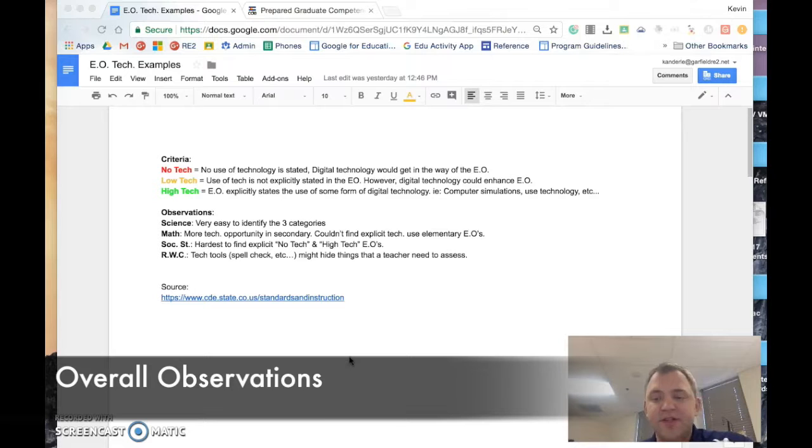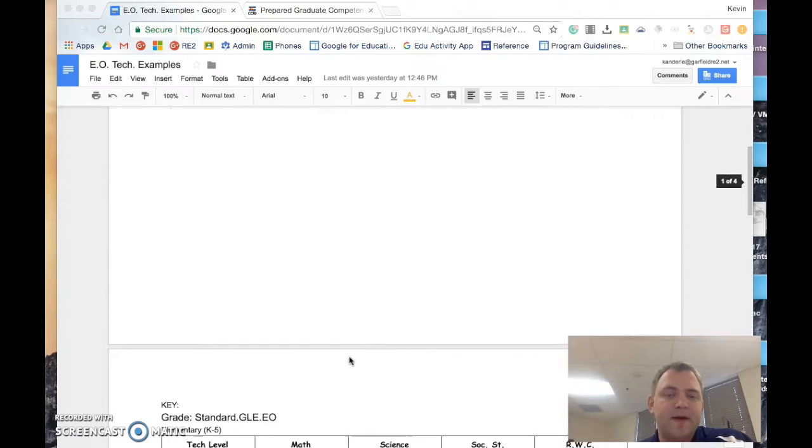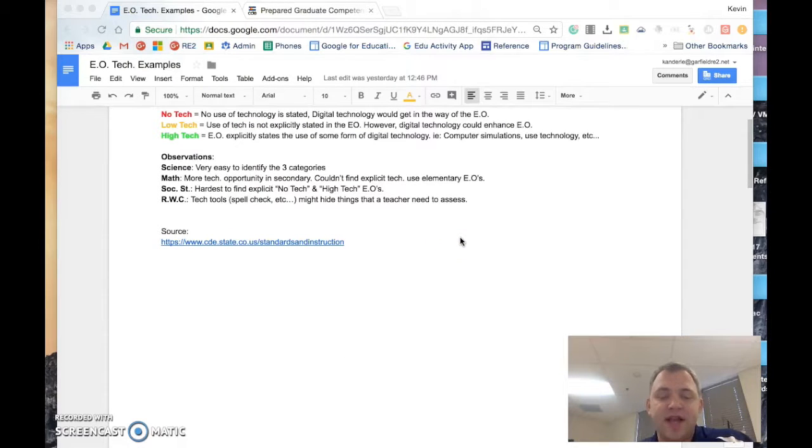A couple more observations that I made as I was going through and making these two tables. And you can read that there. In science, it's very easy. It's very clear where the evidence outcomes fall, whether it's no tech, low tech, or high tech. Math, there's more opportunities in the secondary grades. It was pretty tricky to find some explicit high tech evidence outcomes in the elementary grades. Social studies, it was really hard to find any no tech or high tech. A lot of it fell into that low tech category, that middle level, where it could go either way.